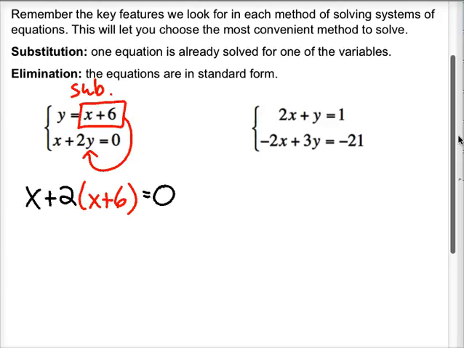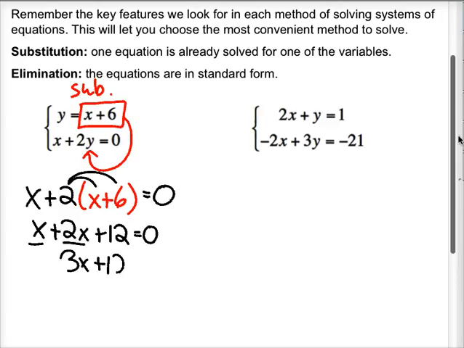And now once you do that, it's just basic algebra. So I distribute the 2, so x plus 2x plus 12 equals 0. Combine my like terms. So 3x plus 12 equals 0. And now I need to get the x by itself. So I subtract 12 and divide by 3.